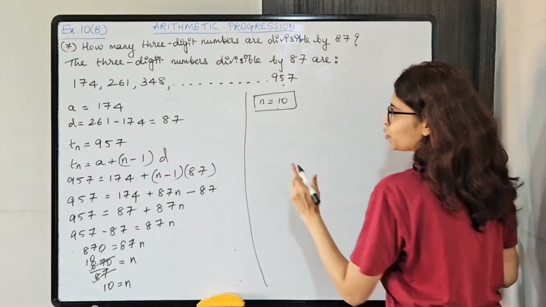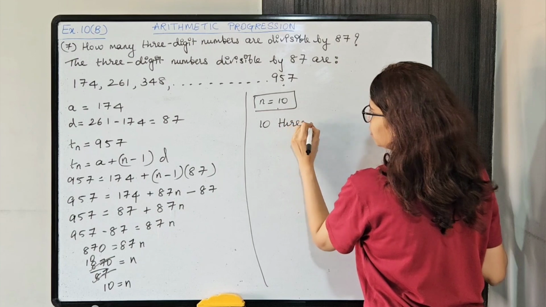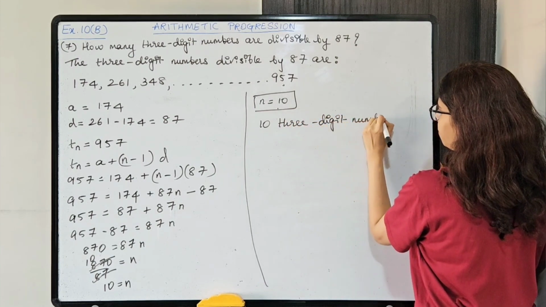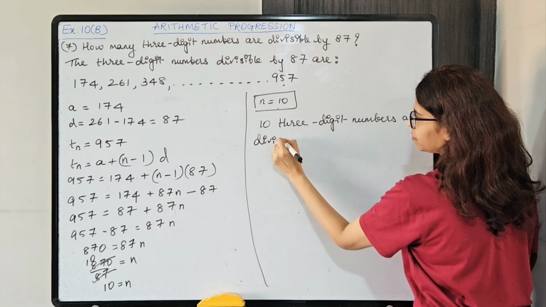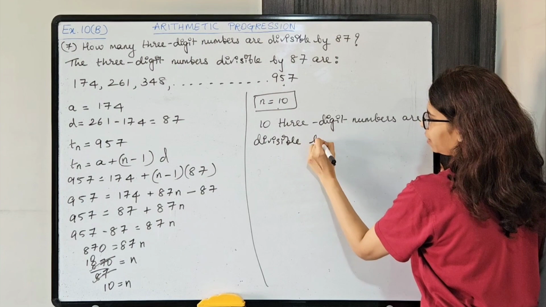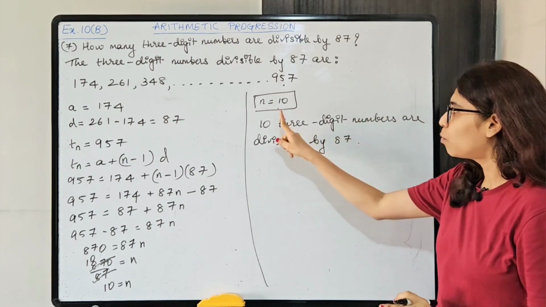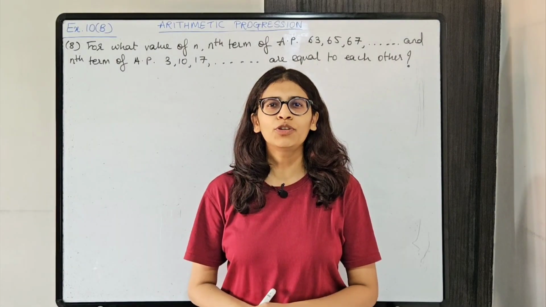All right, so you will write down the final statement. 10 3-digit numbers are divisible by 87. You have to write down the final statement and box the answer that you're getting. Okay. Moving on to next question.